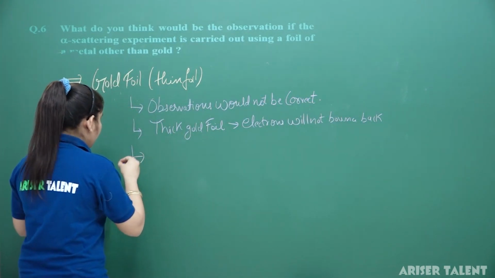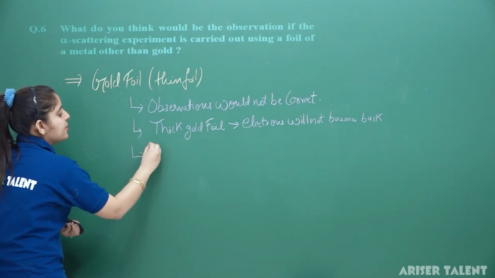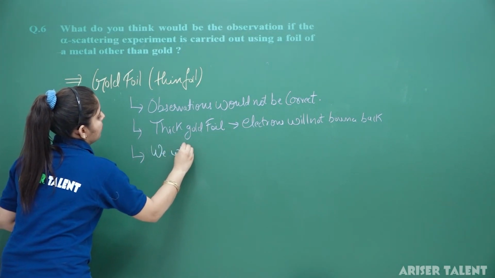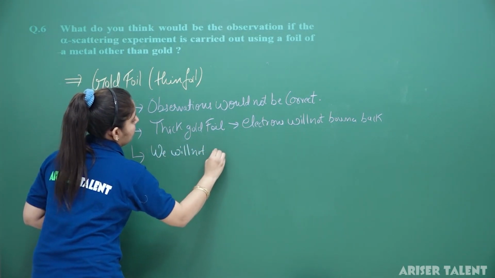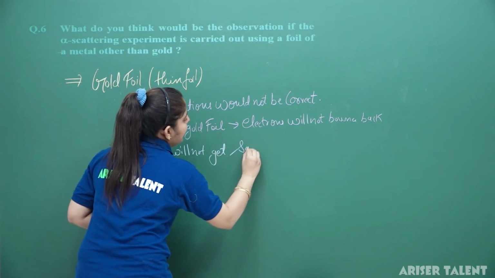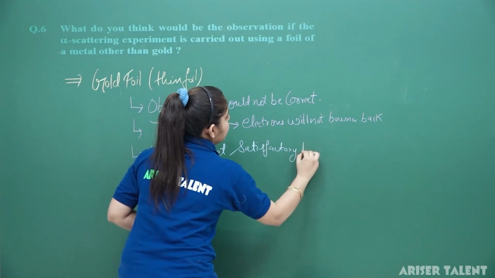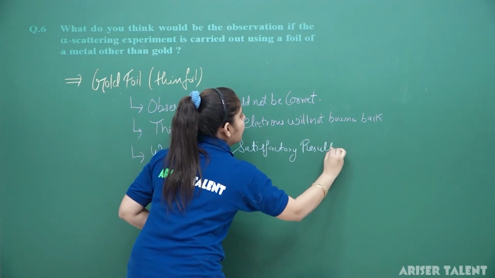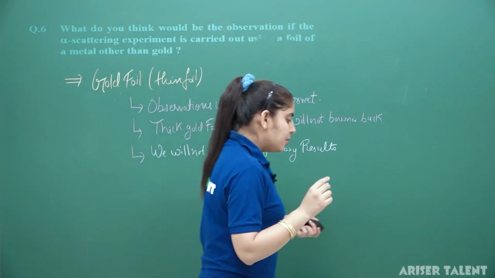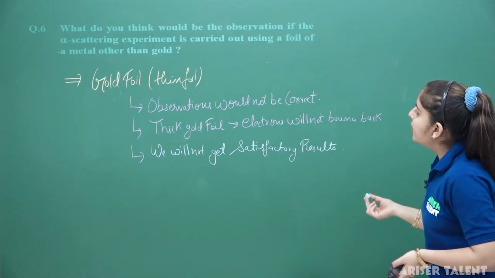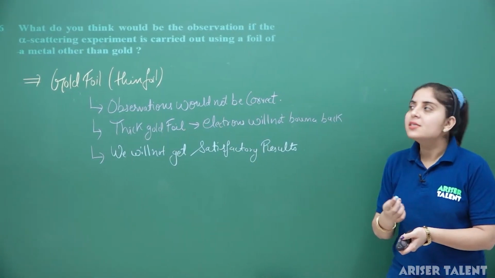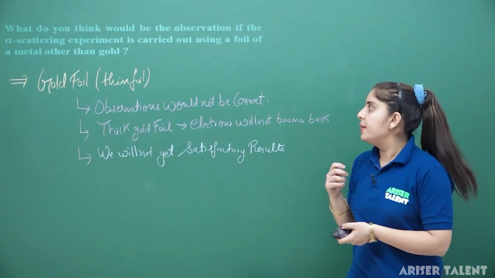And finally, we will not get the satisfactory results. So, these are the conclusions of using the gold foil of thick metal or any other metal. So, the Rutherford uses the gold foil in this experiment.